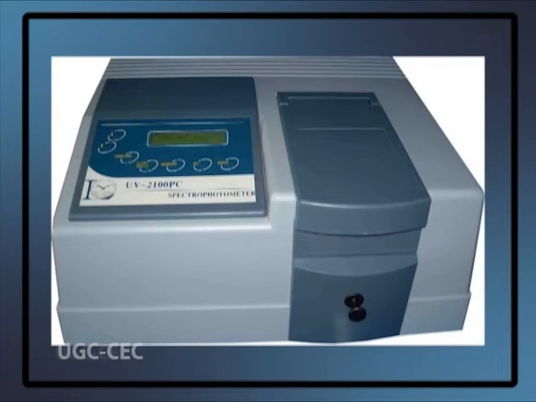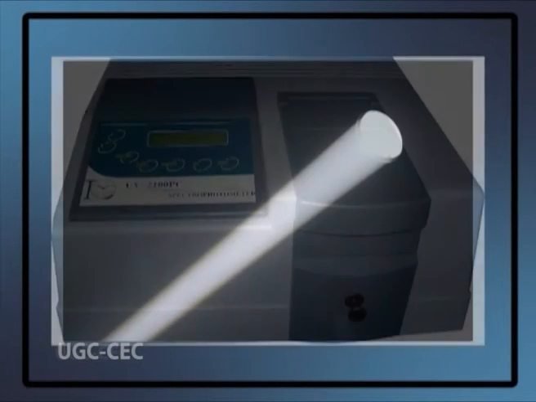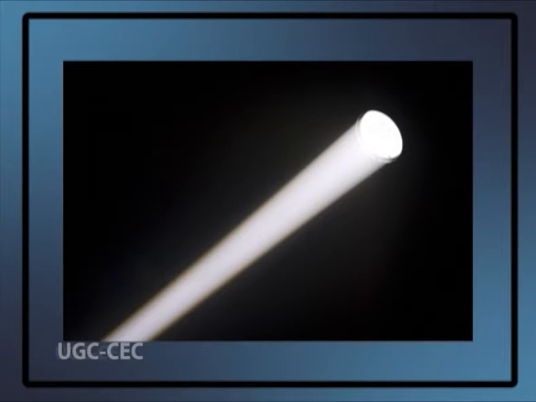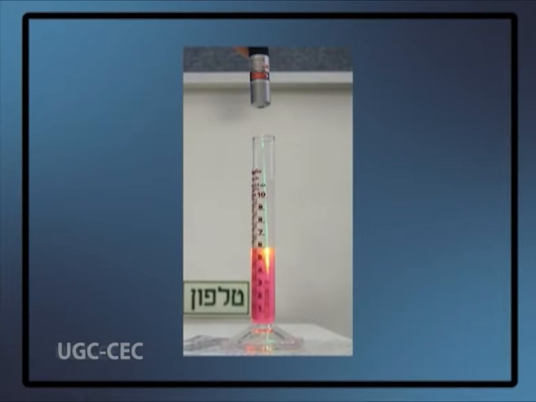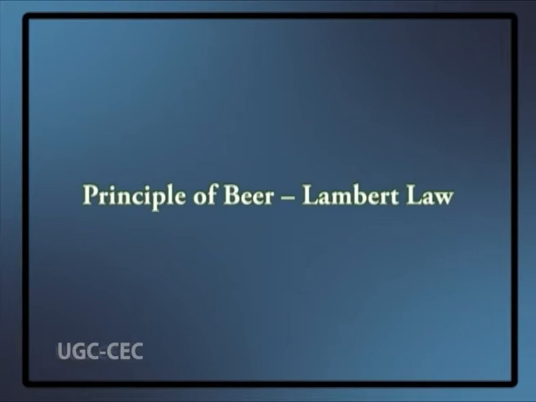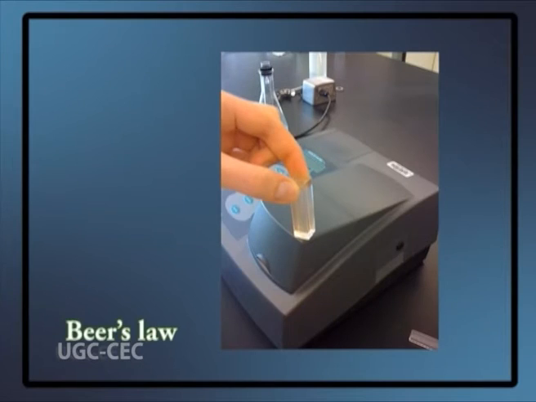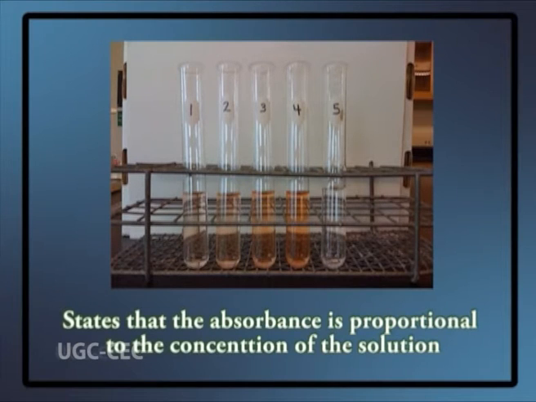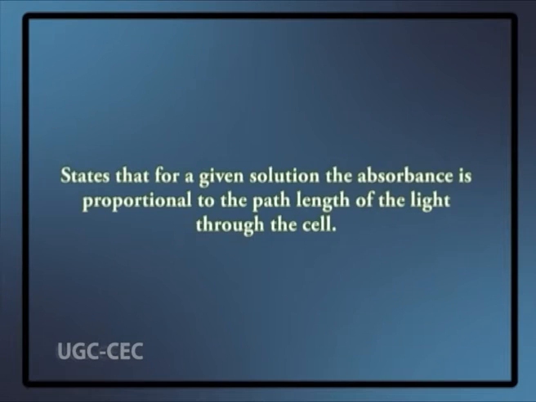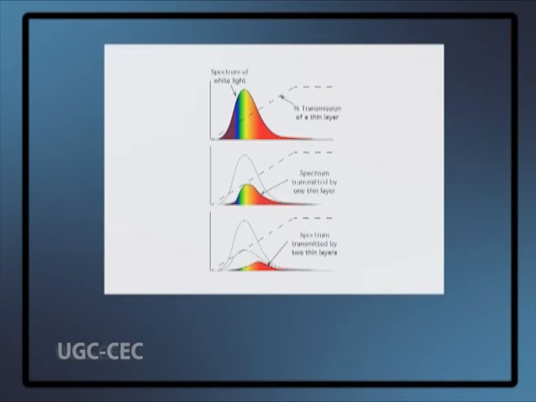The spectrophotometer is an analytical machine that measures the transmission of a beam of light through a sample, or the amount of light that does not pass through a liquid. Principle of Beer-Lambert Law. Beer's law states that the absorbance is proportional to the concentration of the solution. Lambert's law states that for a given solution, the absorbance is proportional to the path length of the light through the cell. These two laws were combined and are known as the Beer-Lambert law.